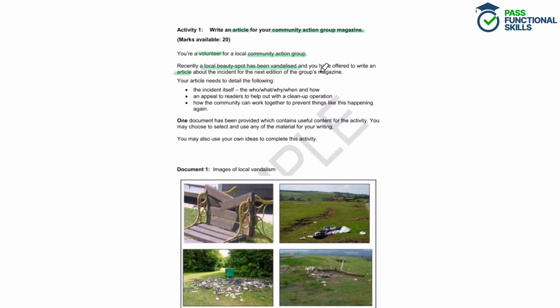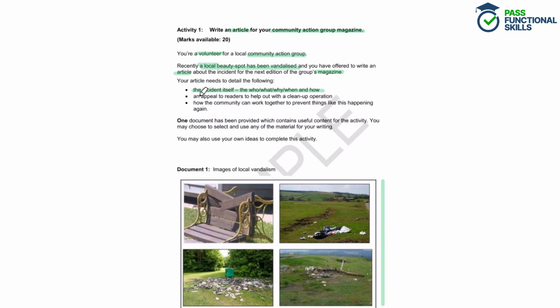Now we're writing a magazine article rather than a newspaper article, so we're going to be a little bit more informal than usual. And we need to be focusing it on the local area because we're going to have a local audience. Our article needs to explain what happened, so we need to explain the incident. Who did it, what happened and why, and then when did it happen, how did it happen. And we've got these pictures here that might help us to come up with some ideas for this task.